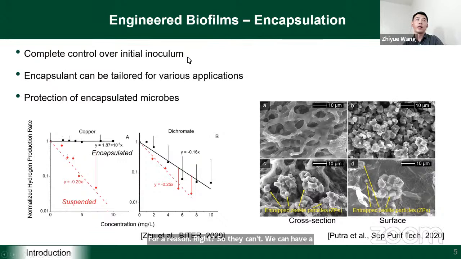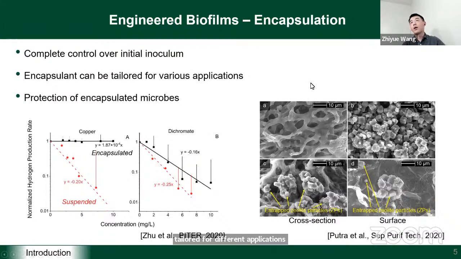So unlike biofilm systems that develop over time, that rely on the self-formation of biofilm and the excretion of EPS by the bacteria, we can use encapsulant to trap whichever bacteria we want to start with. And then that should give us a much faster startup time for this kind of system. And then the encapsulant itself can also be tailored for different applications.